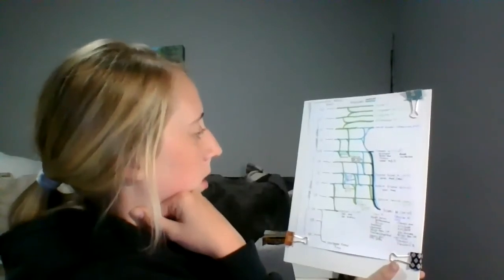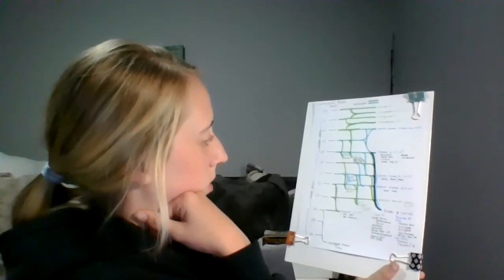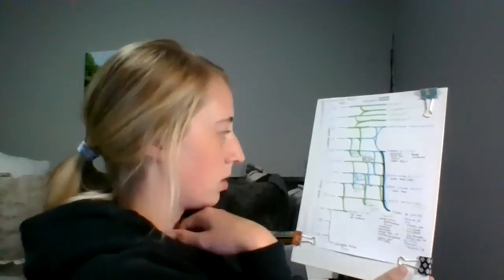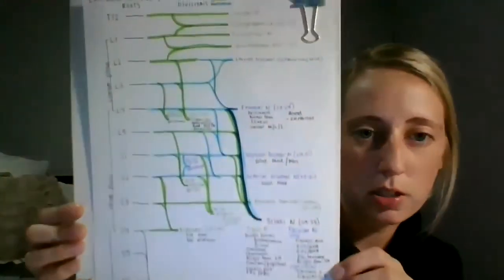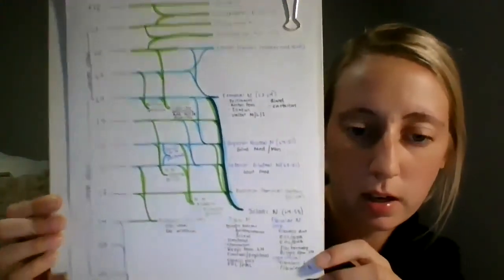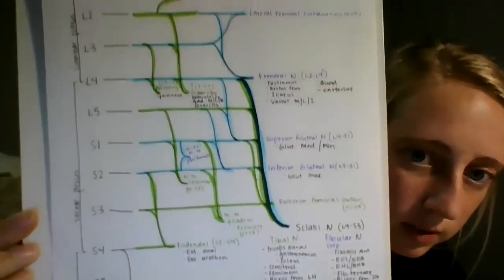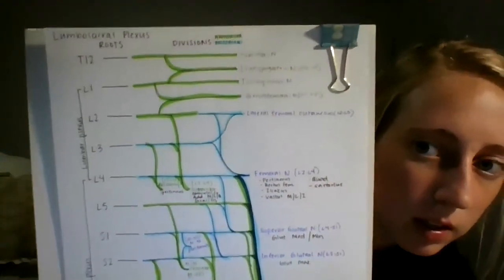Let me just make sure that everything is covered. Okay, so this is really hard to see. That is my lumbosacral plexus.